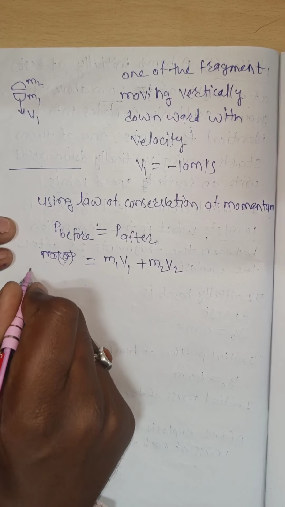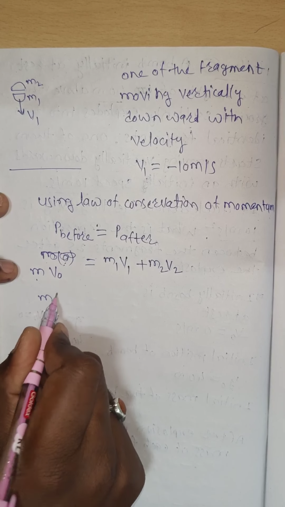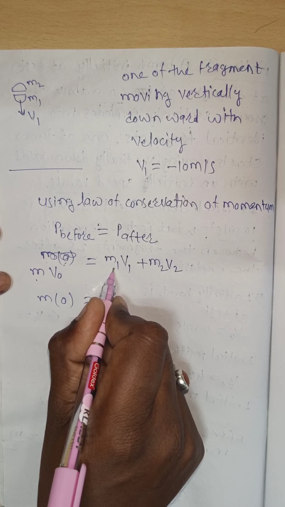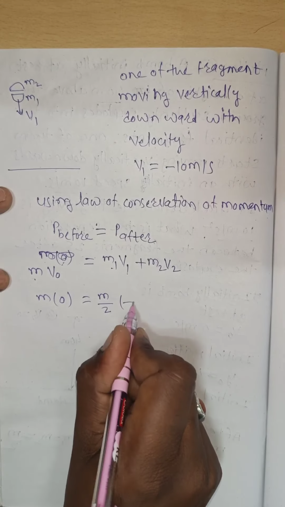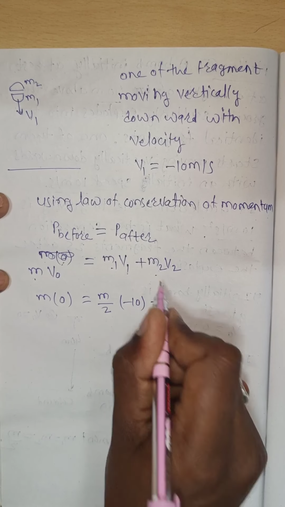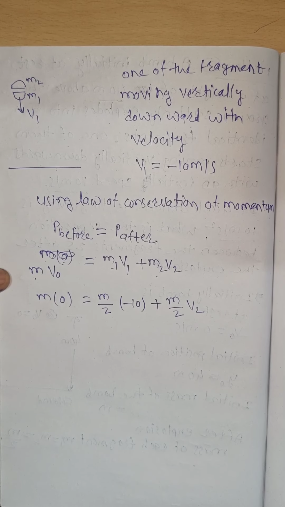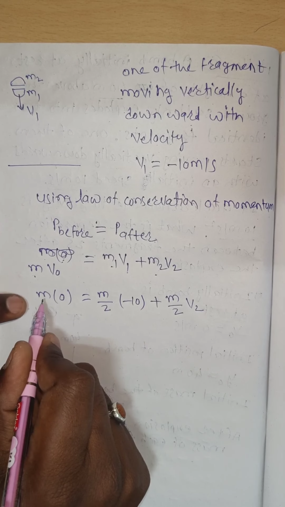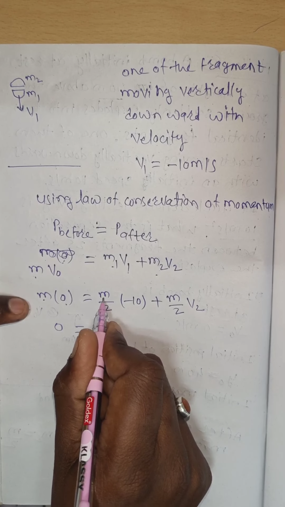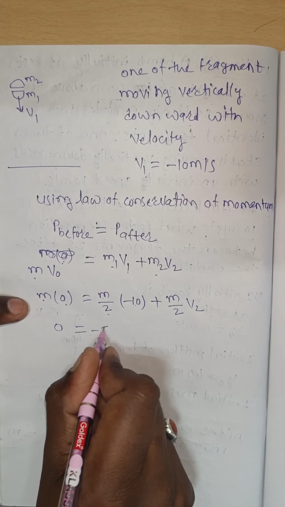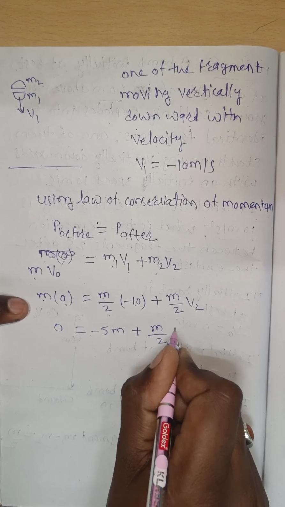Before explosion, the mass is m and the velocity is 0, which is equal to the mass of the first fragment, m by 2, times its velocity, minus 10, plus the mass of the second fragment, m by 2, times its velocity v2. So 0 equals minus 10 by 2, that is minus 5m, plus m by 2 into v2.